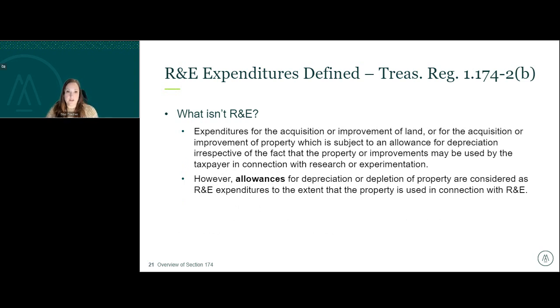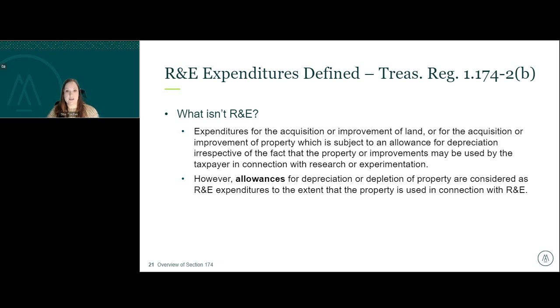Also, the acquisition or improvement of land or property that is used in R&D. So for example, we have some clients that have a prototype lab or a small batch testing process, and they'll have equipment for that. The equipment itself isn't considered 174, although it would likely be capitalized anyway. But the allowances for depreciation on the equipment would be considered R&D. So if it's used in an R&D setting, then the depreciation related to that equipment would also be included in the 174. So you basically recapitalize depreciation and amortize it again.